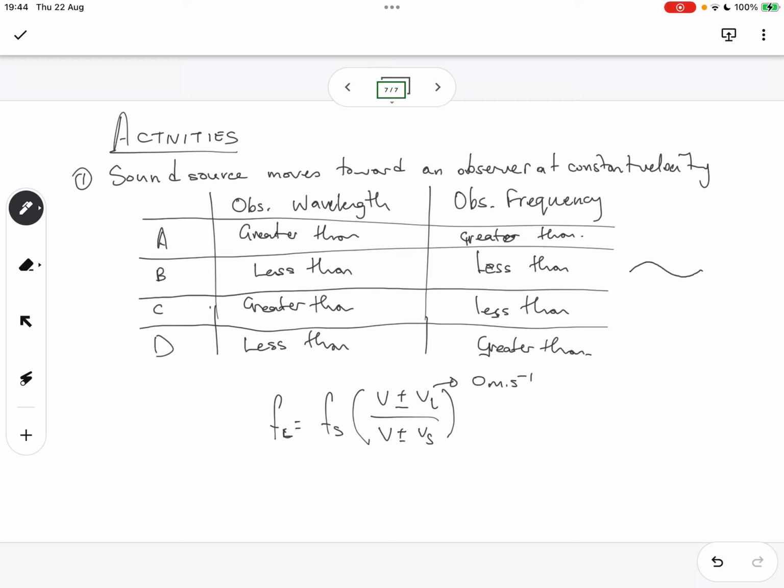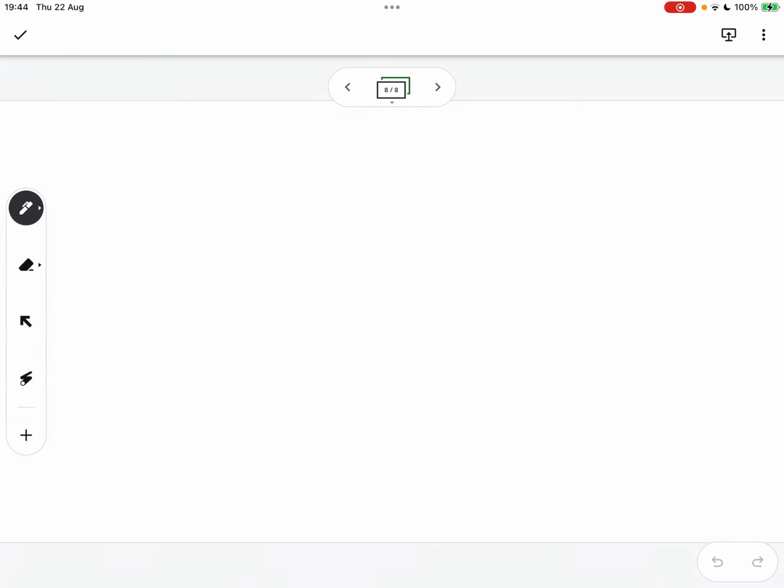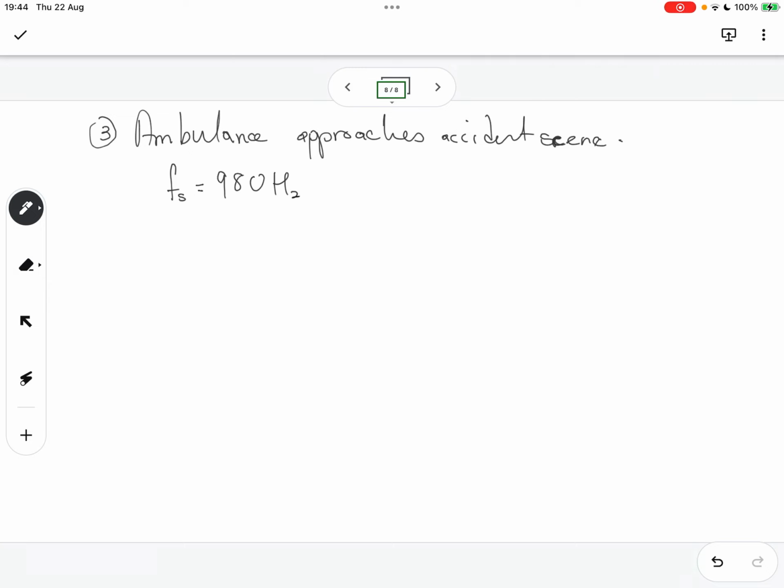Okay, so we're going to do the ones that have calculations, but it's fine. Let's just do this one here. An ambulance approaches an accident scene at a constant velocity, right? The frequency of the source is 980 hertz.